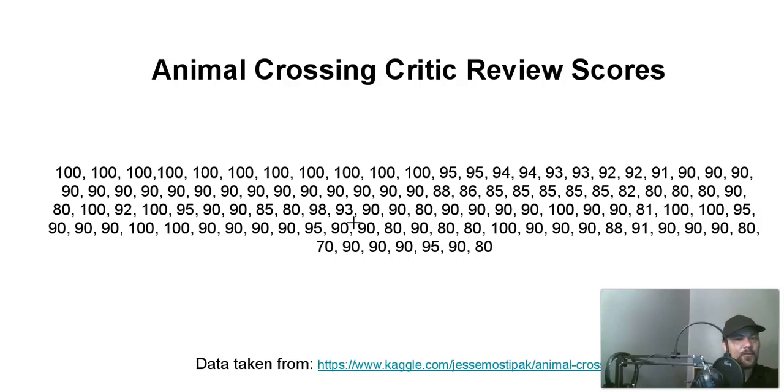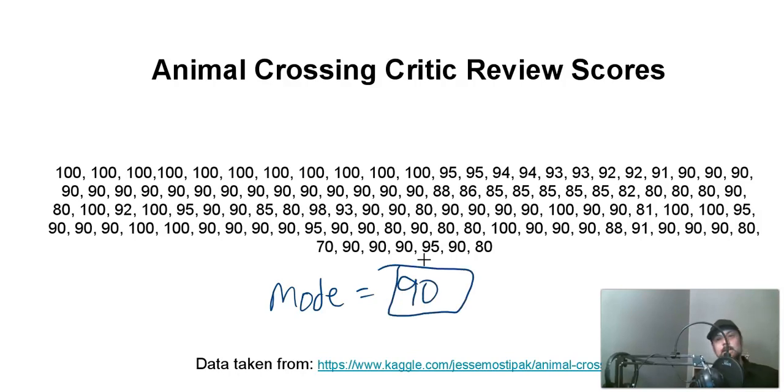There's definitely not 37 100s. There's a bunch. I think there's like 10 or 14 100s, but it's not going to be 30. And I'm pretty sure the 80s don't come close to that either. So I think it's fairly settled that there's just one mode here, and it's going to be 90. 90 occurs a ton of times in this set.